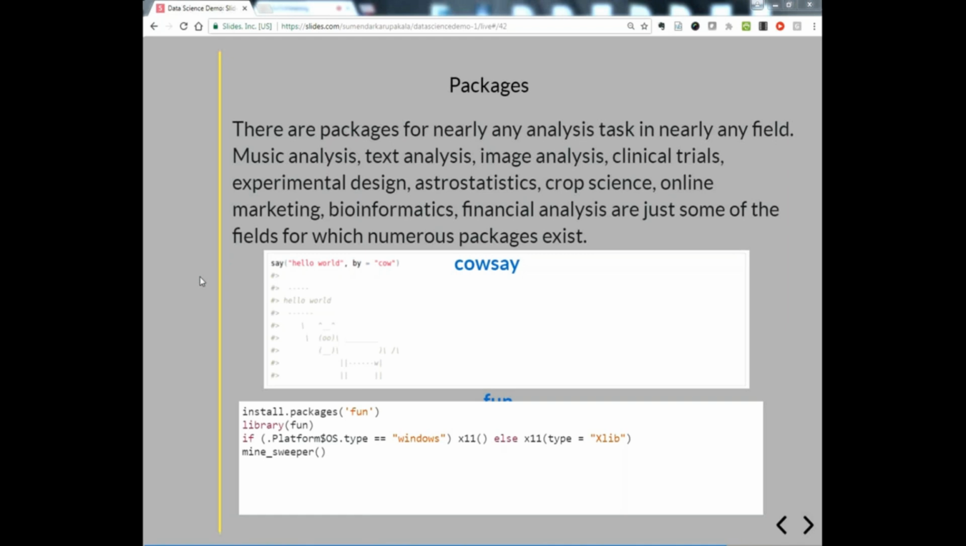On top of this, RStudio is a company which is providing an IDE. IDE is nothing but a graphical user interface environment.